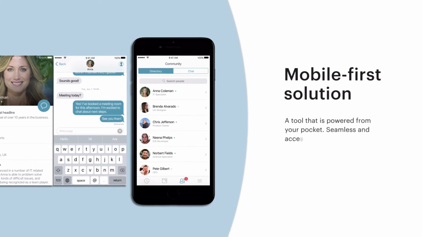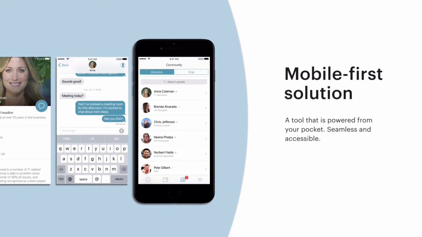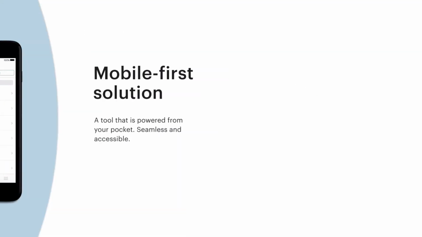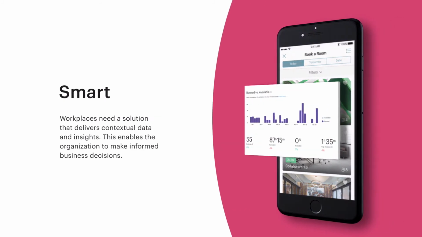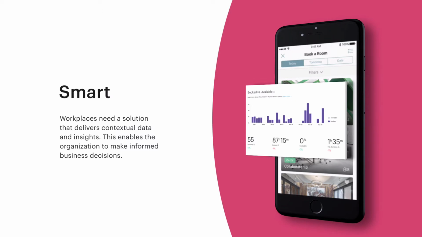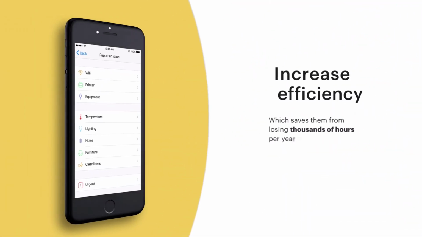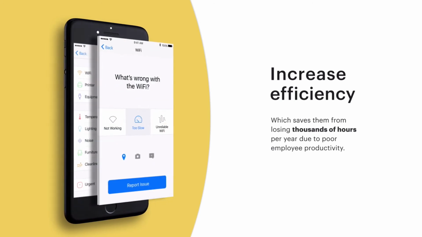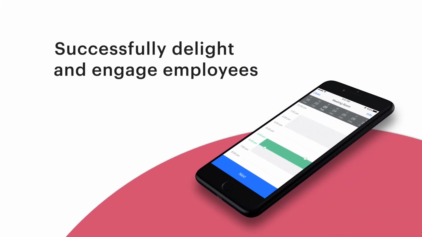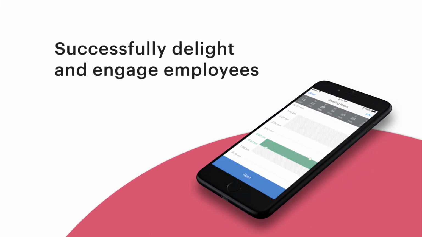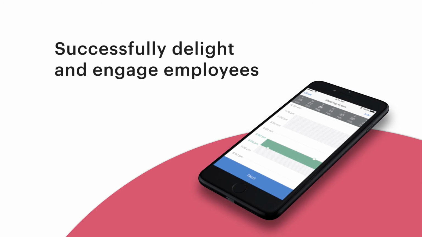Mobile, a tool that is powered from your pocket, seamless and accessible. And finally, smart. Workplaces need a solution that delivers contextual data and insights. This enables the organization to make informed business decisions. With Optix, organizations can increase efficiency, which saves them from losing thousands of hours per year due to poor employee productivity. As a workplace companion, Optix will help an organization successfully delight and engage their employees.